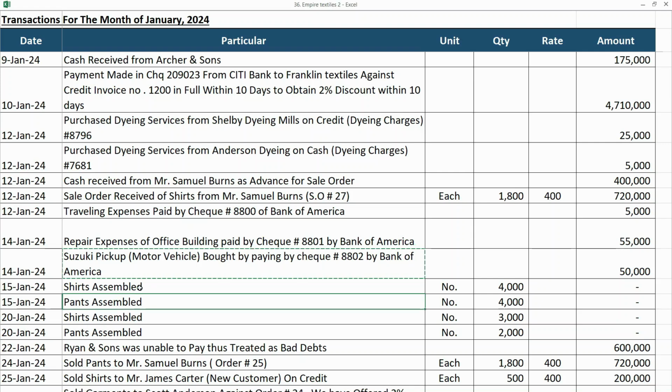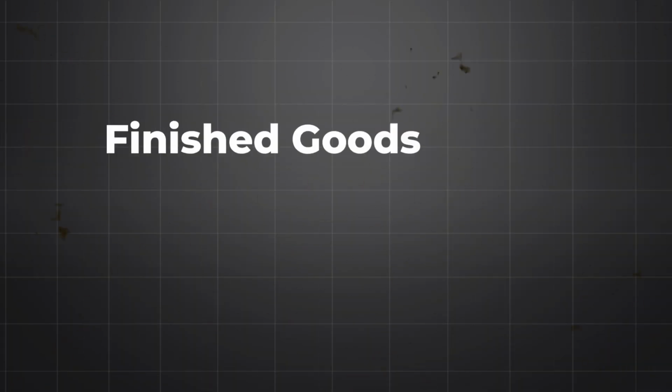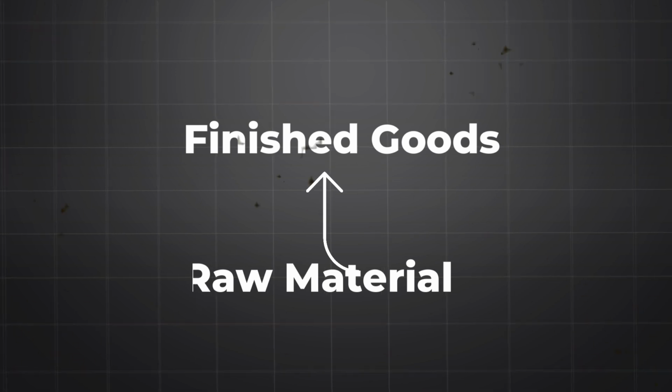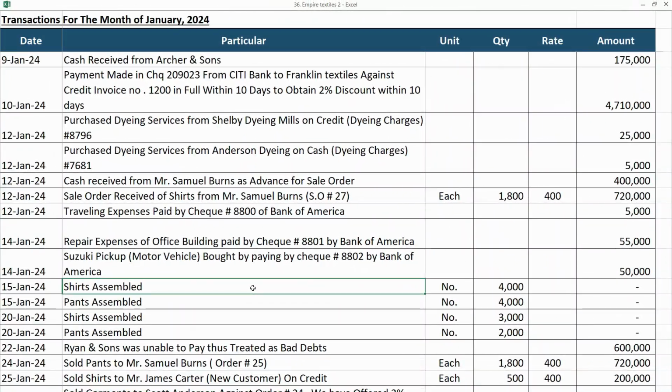In this video, we are going to see how we can produce the finished goods from the raw materials by using the assembly function in QuickBooks. And this is the most important part if you are dealing with a manufacturing company.